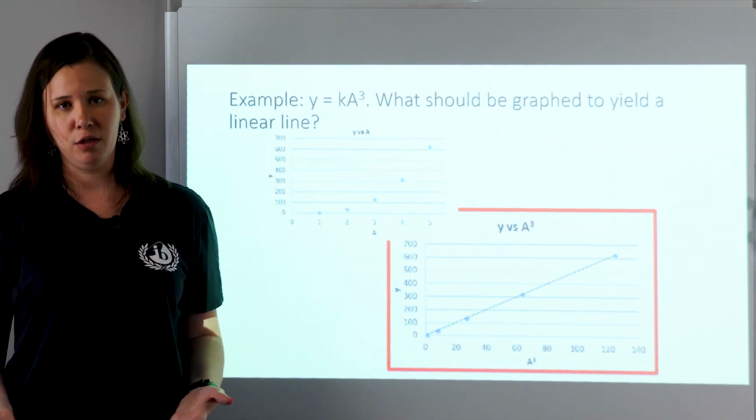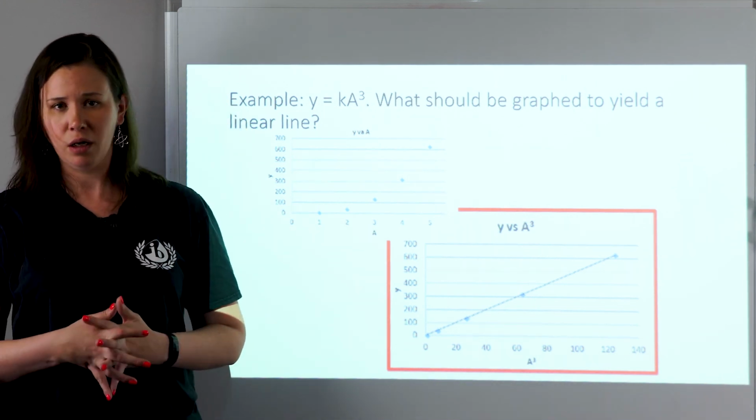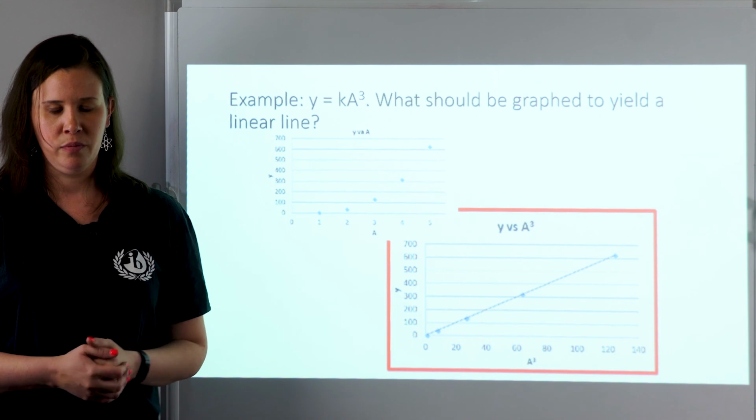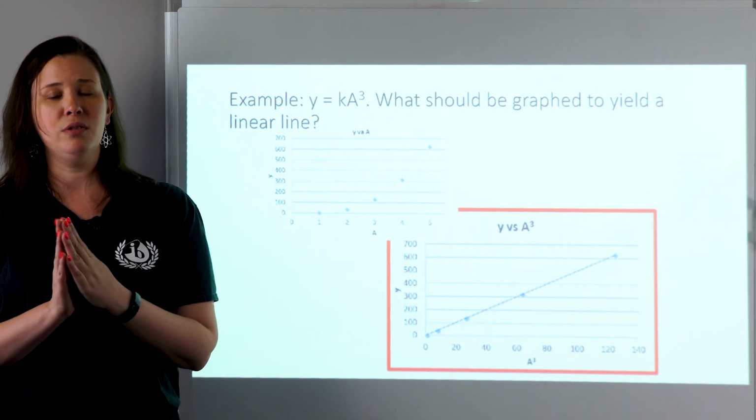So that's a nice trick to be able to make data that doesn't seem linear actually become linear. Just be careful in the way that you present that. You want to make sure that you're communicating exactly what you're doing, keep it in chronological order as you go through your report.